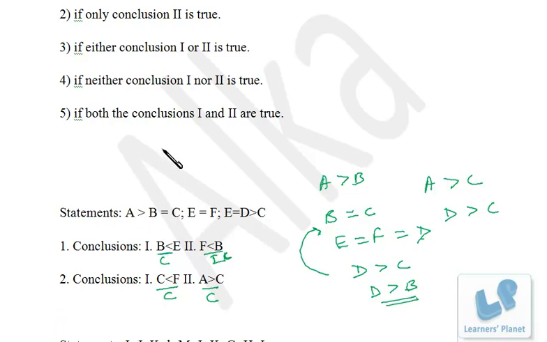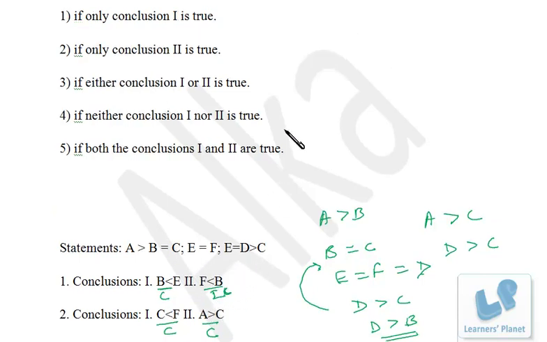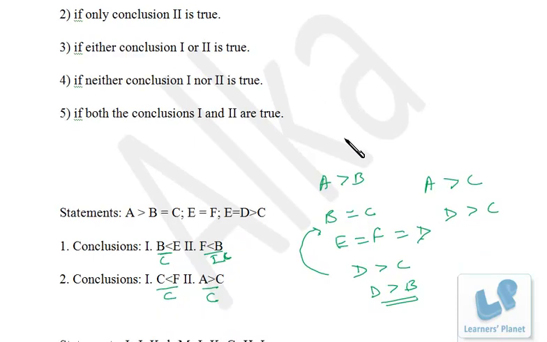So what is the option that we have to mark? That is only conclusion 2 is correct, right? So that is option 2, if only conclusion 2 is true, because in the first conclusion this part is wrong. Okay, so it's option 2. Okay.